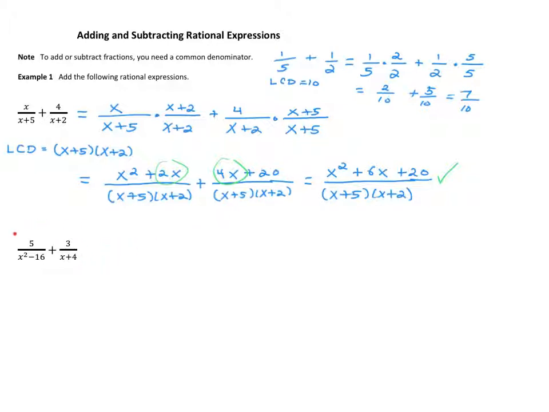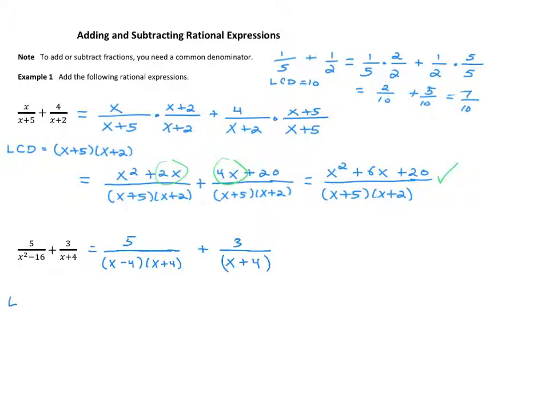So let's compare this to 5 divided by x squared minus 16 plus 3 over x plus 4. Again, the idea is, are there any common factors between these two denominators? So I'm actually going to factor this apart. The first denominator is a little bit more complicated than the one we just did. It's x squared minus 16, which is a difference of two squares. That is x minus 4 times x plus 4. I cannot factor the second denominator. It's just x plus 4.